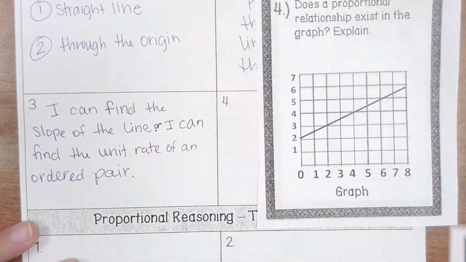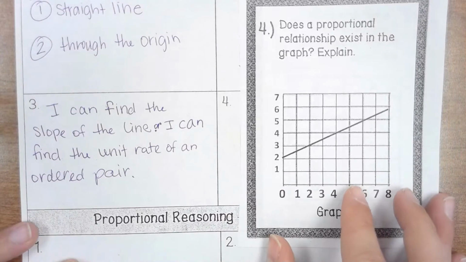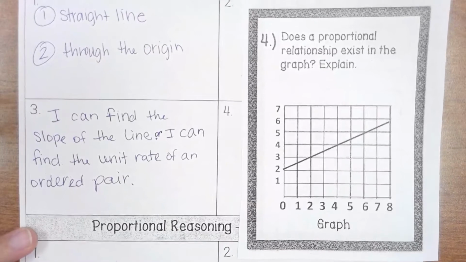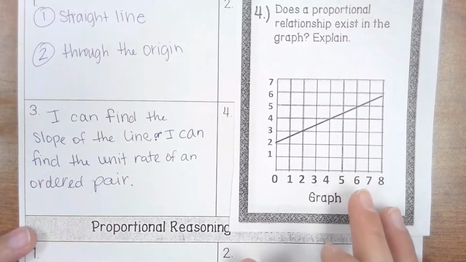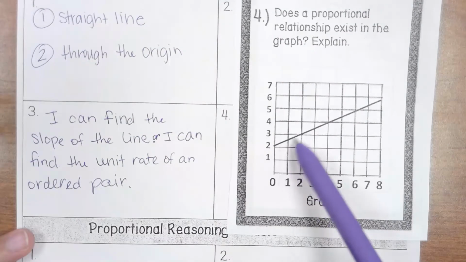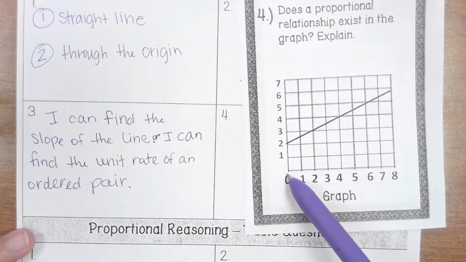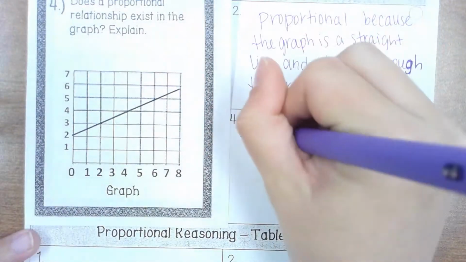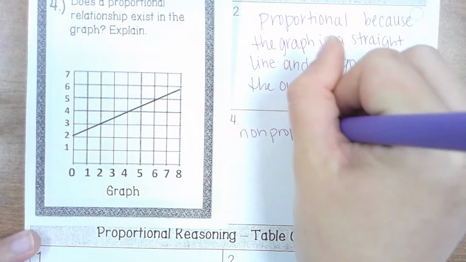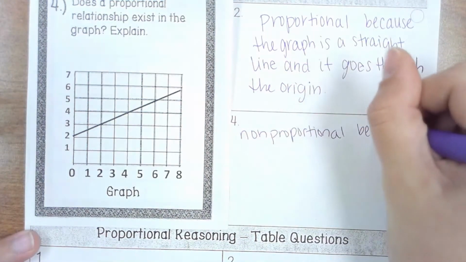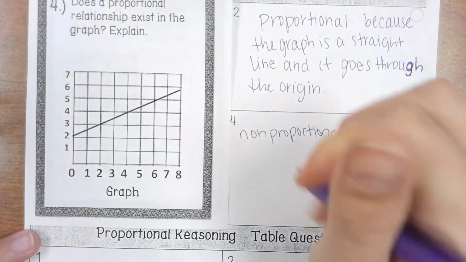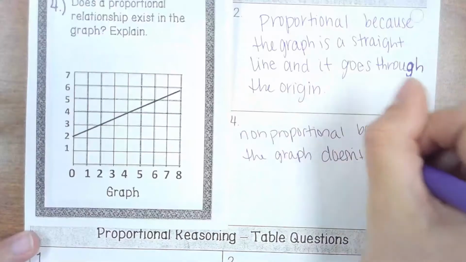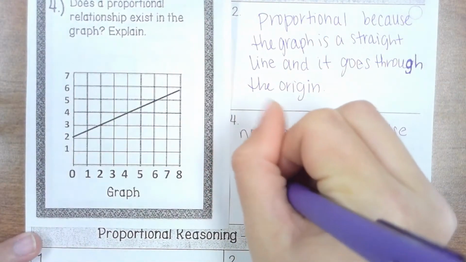Alright, and then moving on to number 4. So does a proportional relationship exist in this graph and explain. So remember, in order for this graph to be proportional, it must be a straight line and it must go through the origin. So I do notice that I have a straight line. However, my graph does not go through the origin, so this is non-proportional. So we'll write non-proportional because the graph does not go through the origin.